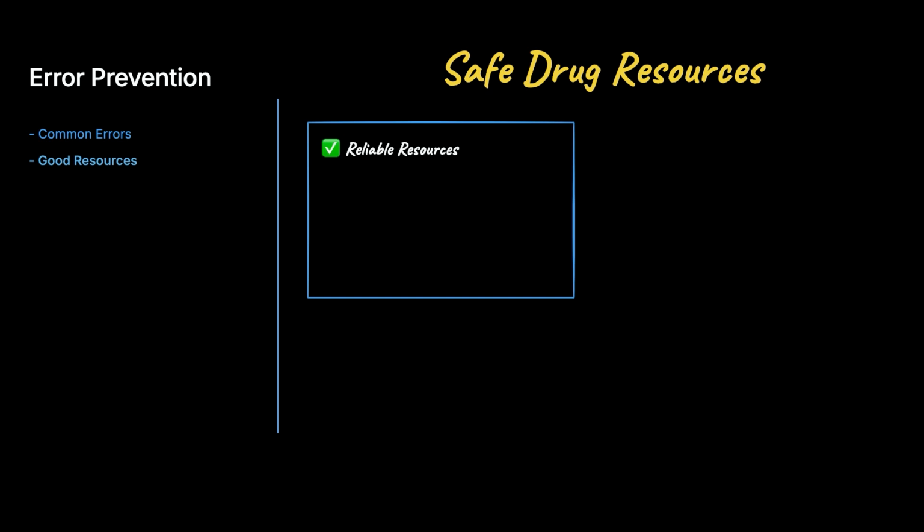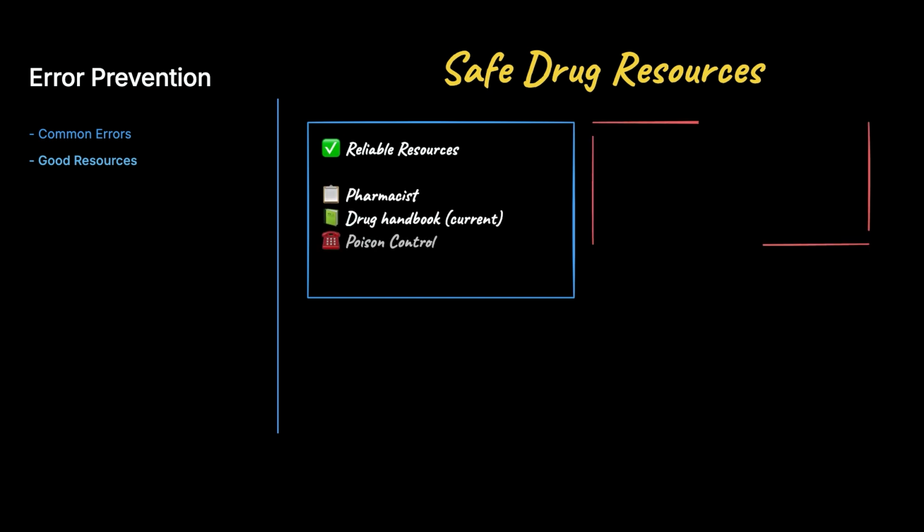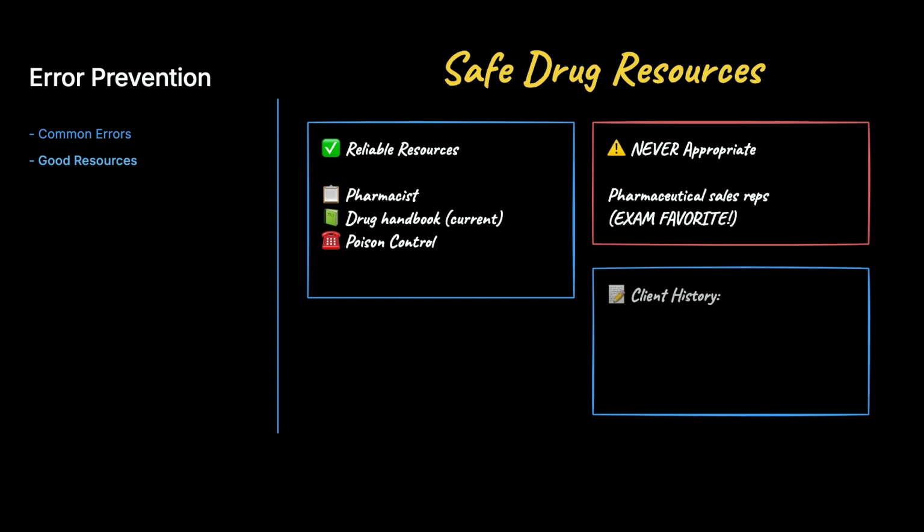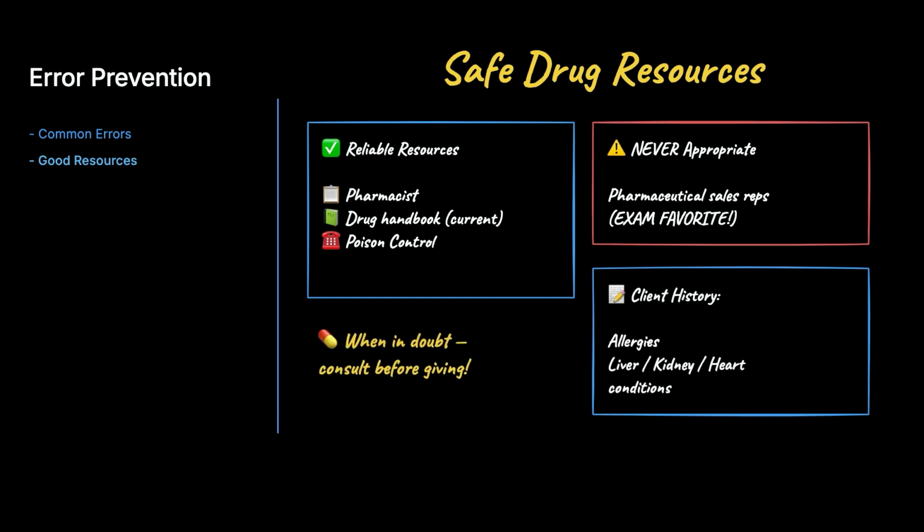Prevention begins with knowledge and good resources. Before giving any drug you do not know well, consult a reliable source, such as a pharmacist, a current drug handbook, or poison control. Here is an exam favorite. Pharmaceutical sales representatives are never an appropriate resource. Always gather the client's history, including allergies and any liver, kidney, or heart conditions.